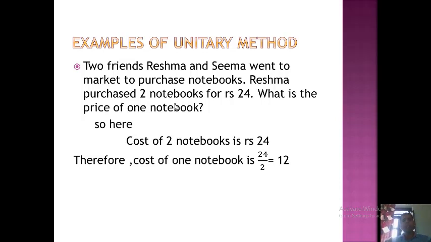Now in unitary method, whenever the relation between two quantities is given, we write the quantity whose value is given on the left side, and the quantity whose value has to be determined is written on the right hand side. So here the cost of two notebooks is given, so the given quantity is written on the left hand side, and the price has to be determined, so price will be written on the right hand side.